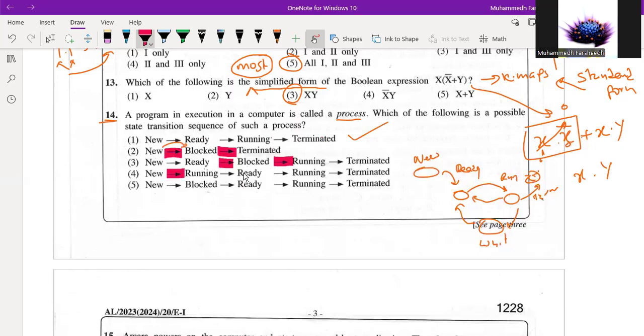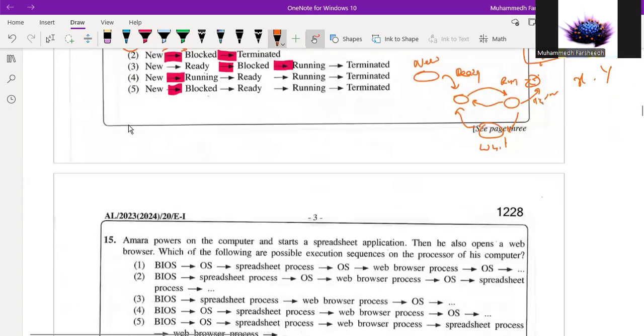Running to ready, yes. Ready to running, yes. Running to terminate, yes. New to blocked, no. Suspended is there, it's not blocked actually. It is suspended, you are moving from the RAM to the hard disk drive, just moving that out. Blocked to ready, yes. Ready to running, yes. So these red ones are not possible. So the answer is technically number 1.